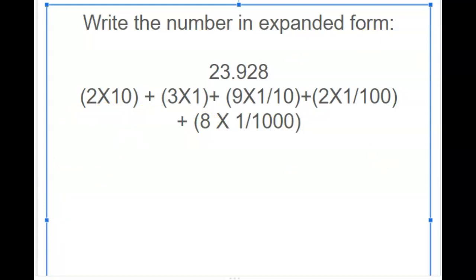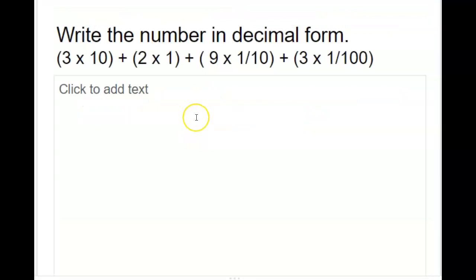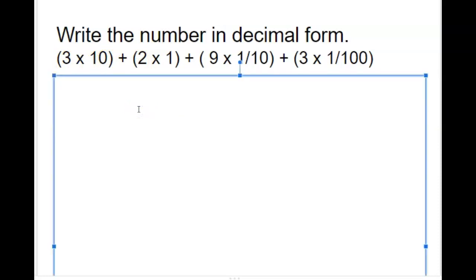Now let's go to another example. Please make sure you pause or you look at it again if you need to. The next problem we have, write the number in decimal form. So now it's in expanded form, and now we're going to write it back to a decimal number. So we have 3 times 10.